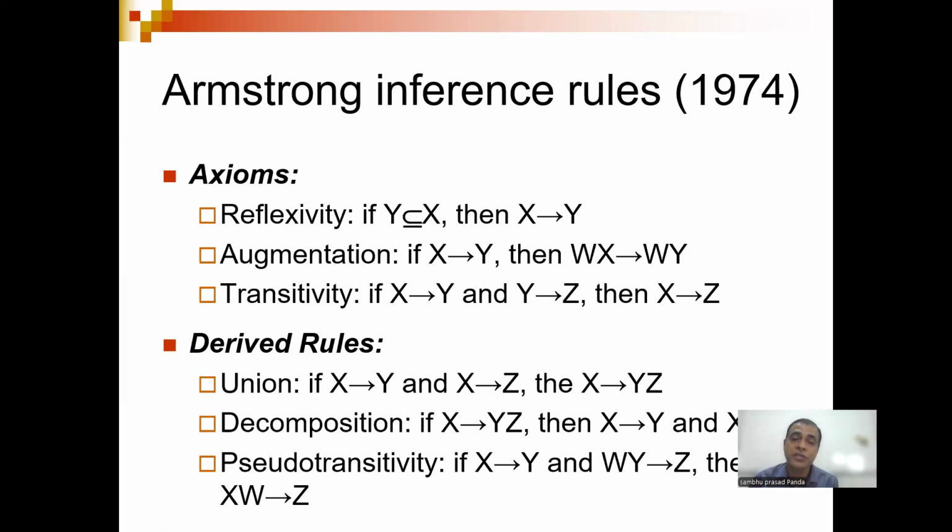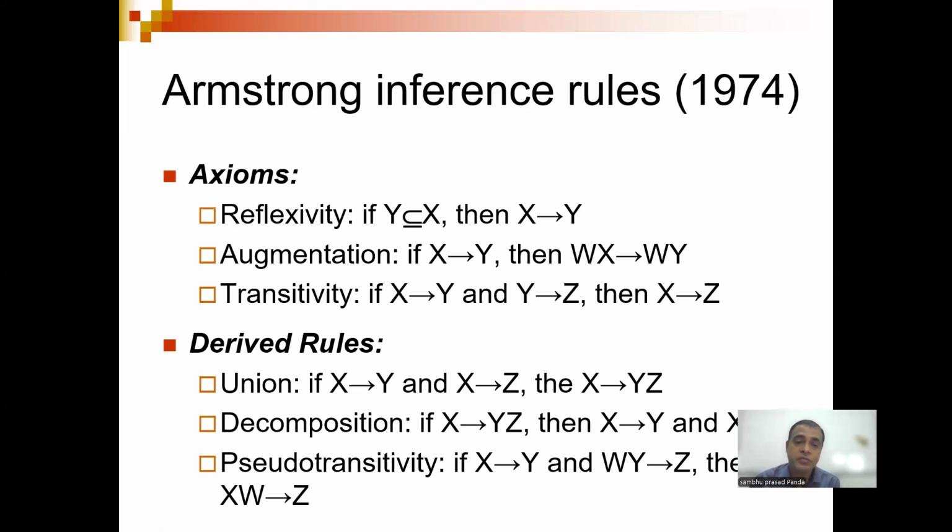Augmentation is if X determines Y, then W will be appended to both sides. It is appended with X and appended to Y on the right hand side. So WX determines WY. If X determines Y, then WX determines WY. Transitivity means we know that if A is related to B and B is related to C, then A is related to C. This is a mathematical concept. It is also utilized in functional dependency. That is written here: if X determines Y and Y determines Z, then X determines Z.